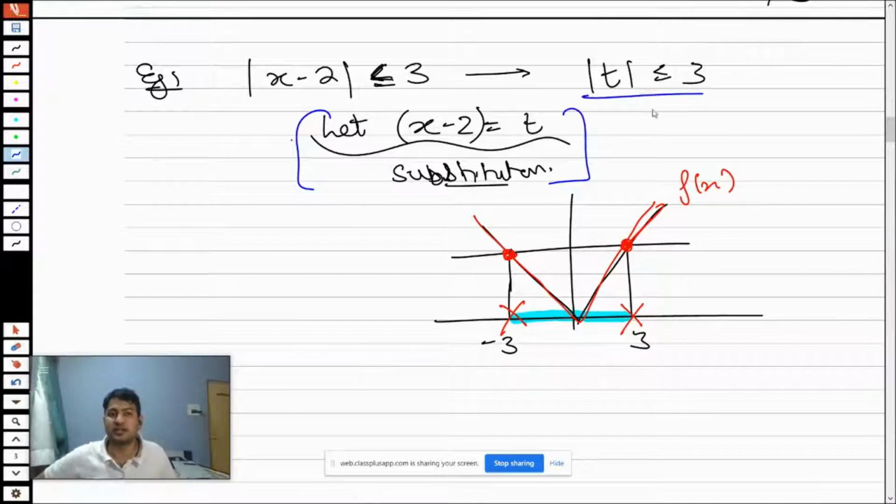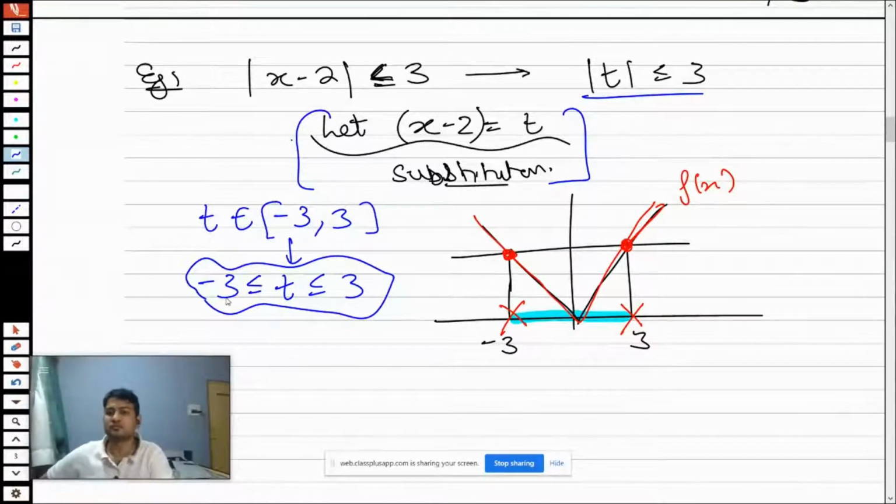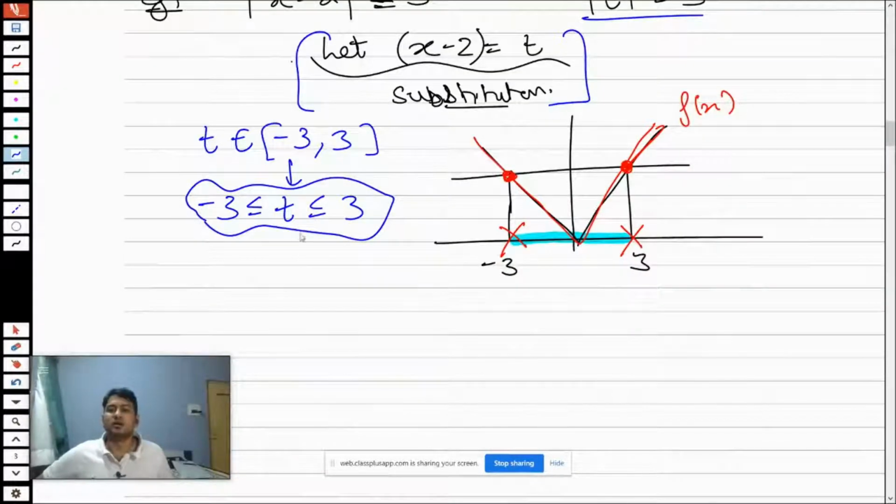So I'm making a substitution, mod t less than or equal to 3. What does mod t less than or equal to 3 mean? t belongs to the set minus 3 to 3, closed. So you can write this as minus 3 less than or equal to t less than or equal to 3. So t is somewhere between minus 3 and 3. You can write it in this manner. Now this statement can be written as minus 3 less than or equal to t and t less than or equal to 3.